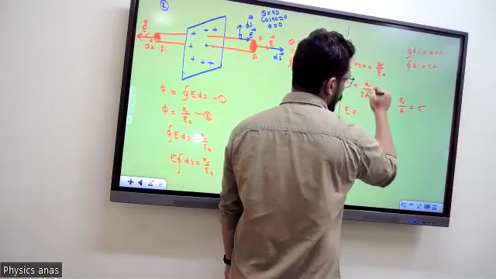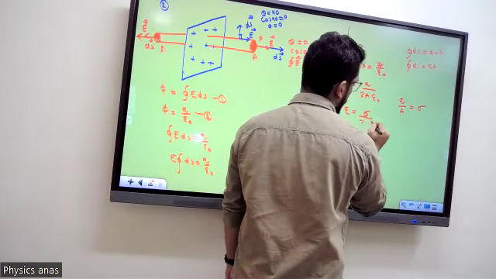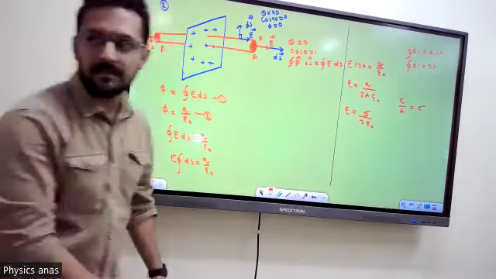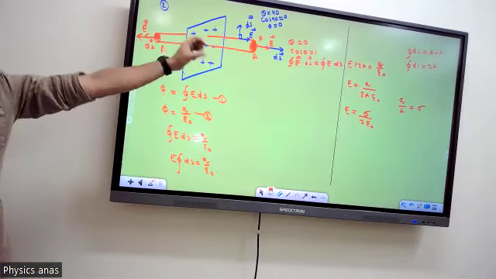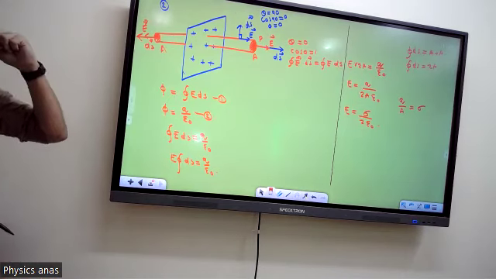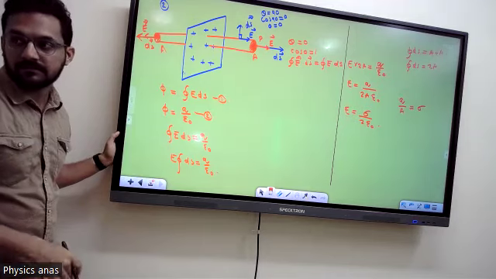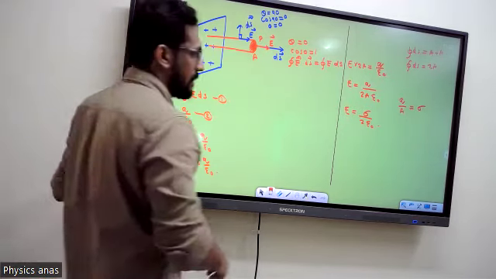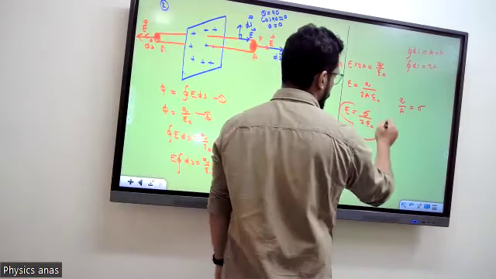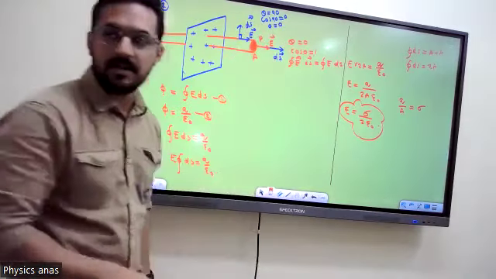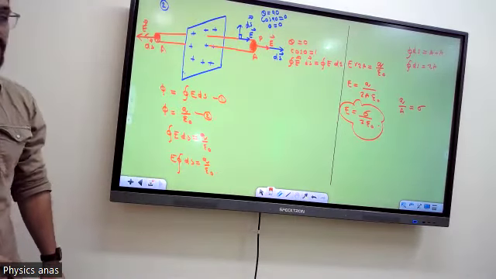So E will be Q by A, which is sigma by 2 epsilon naught. You have to remember something: it is independent of the distance. Electric field is independent of the distance from the point. So this is our equation. Did you understand that E is equal to sigma by 2 epsilon naught?